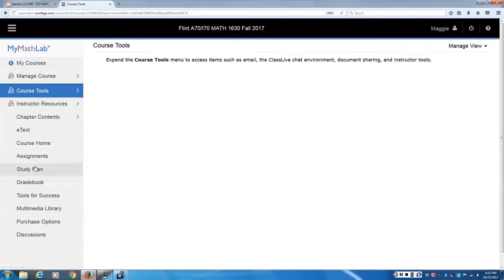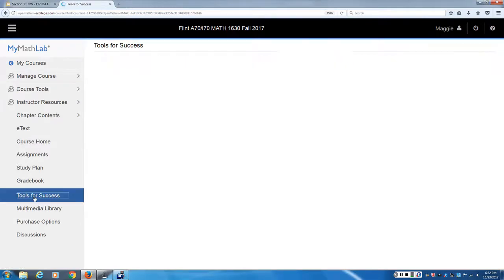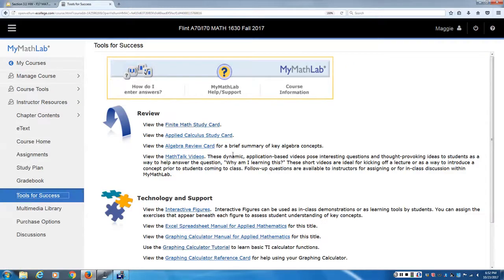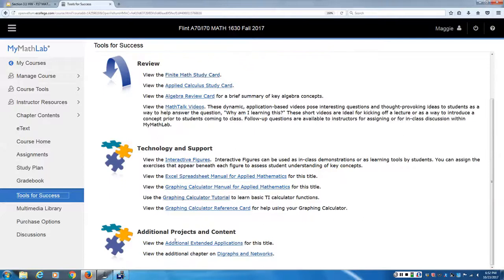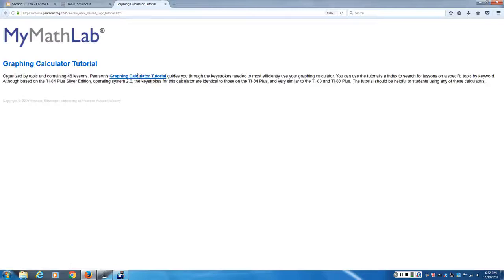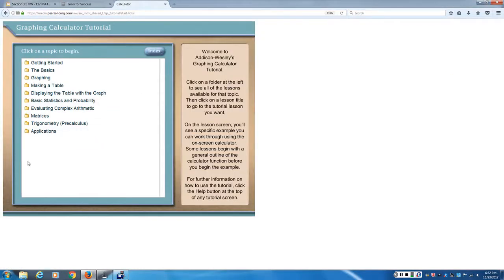If you go to, let's see, where is it? Tools for Success. Now you're on the sidebar, and the graphing calculator tutorial is right there. It's almost right across from Tools for Success. If you click that tutorial and then click the link on the page that it pops up for you, it pops up on a new page, which is good because then you can pull it up whenever you need it and then go back to working in Pearson if you need to.